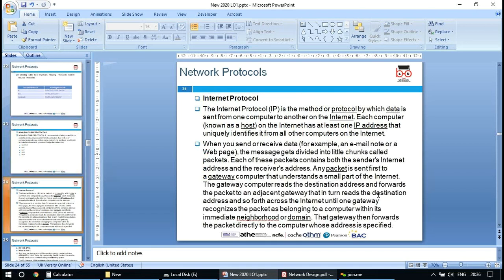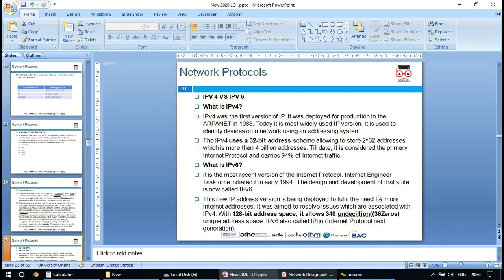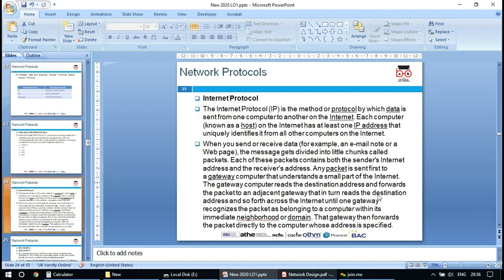Furthermore, the Internet Protocol, the IP, is one of the main protocols used on the internet. Do you agree? Yes, definitely. Then furthermore, the difference between IPv4 and IPv6. Now, can you tell me what is the difference between IPv4 and IPv6?